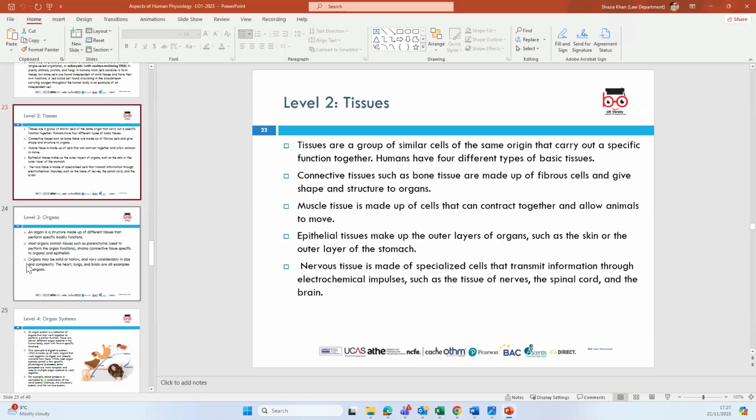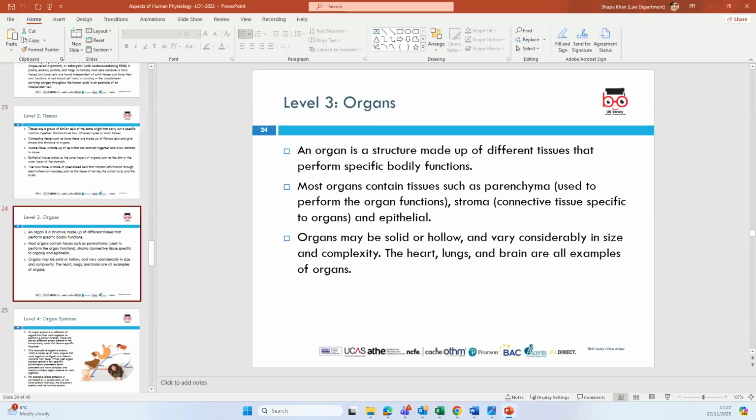Sorry, the next slide. It says the organs are made up of different tissues that perform different bodily functions. They are things like the heart, the lung, and the brain, which are composed of tissues like muscle, nerve, and connective tissue. We have groups of organs that work together to form organ systems, which is the next level of organization. Organs are biological structures made up of two or more different tissues that carry out a specific function. So they are there to carry out a specific function.